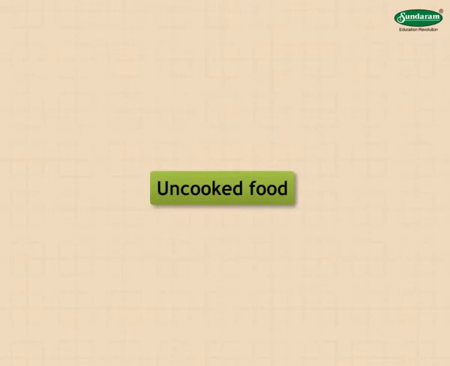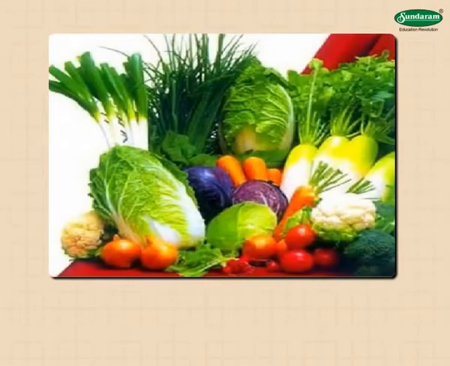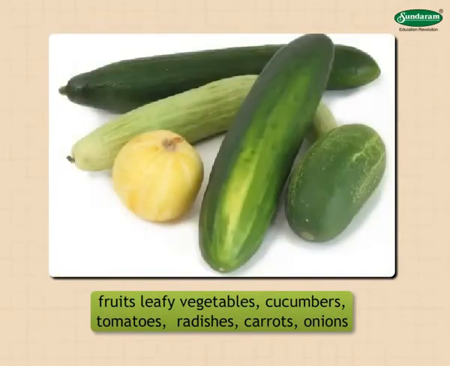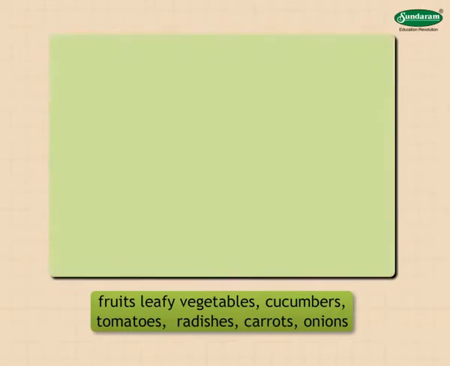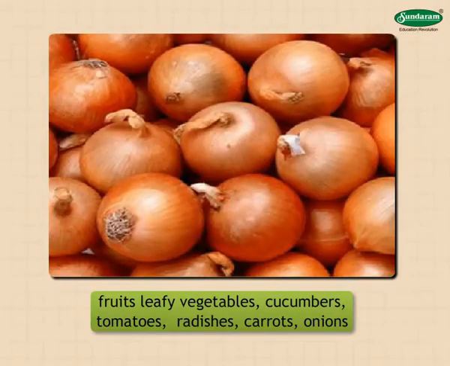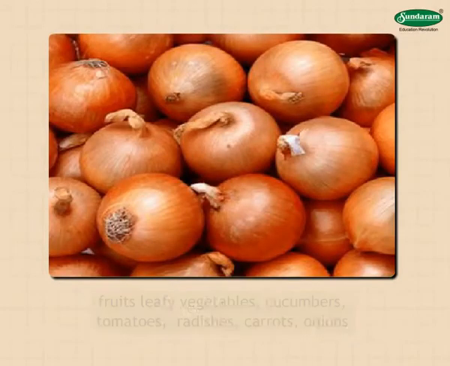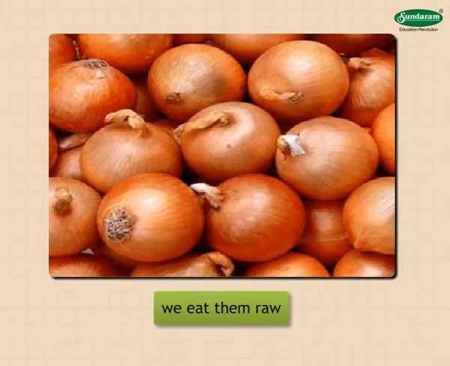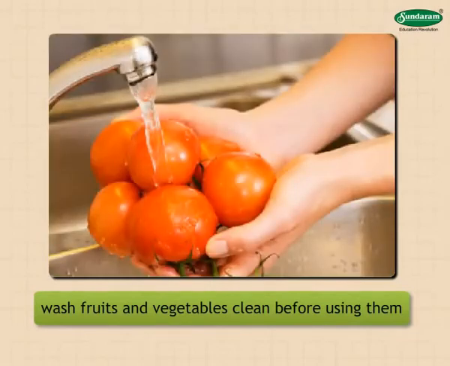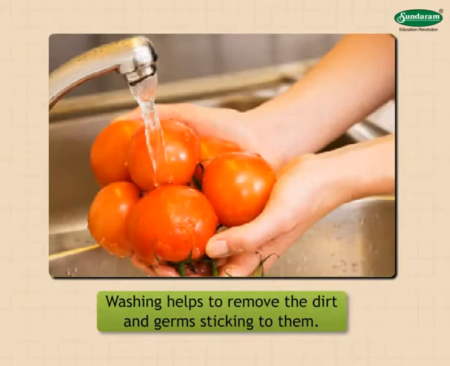Uncooked food. We eat some foodstuffs like fruits, some leafy vegetables, cucumbers, tomatoes, radishes, carrots, onions without cooking. That is, we eat them raw. We should wash fruits and vegetables clean before using them. Washing helps to remove the dirt and germs sticking to them.